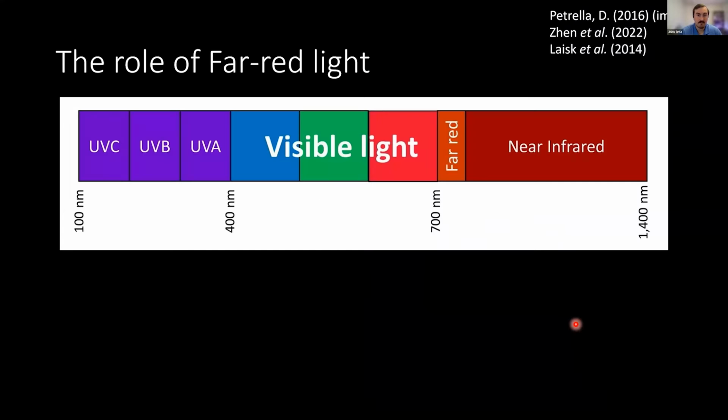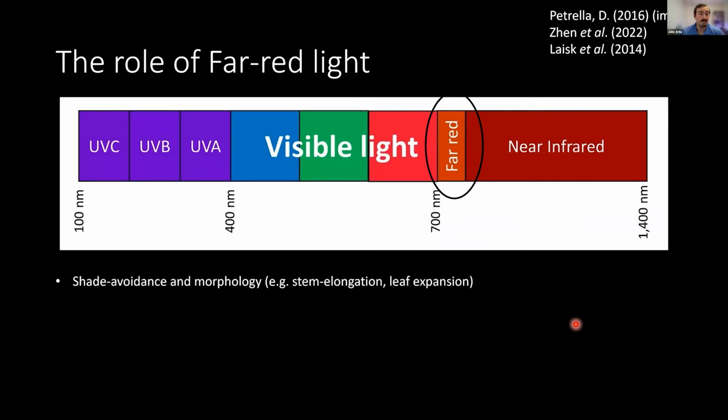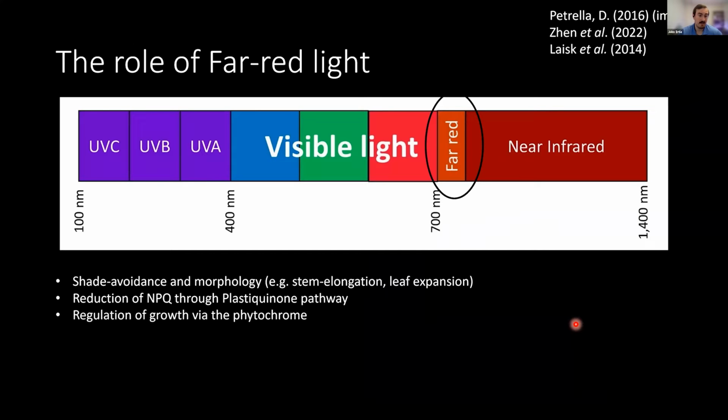So what we wanted to investigate here was this role of far red a little bit more. Besides the shade avoidance and morphology type of influence, there's also good evidence that the inclusion of far red in the light spectrum can reduce non-photochemical quenching through a certain pathway that all plants share. It also can regulate the growth of that plant via that phytochrome sensing response and can drive photosynthesis.